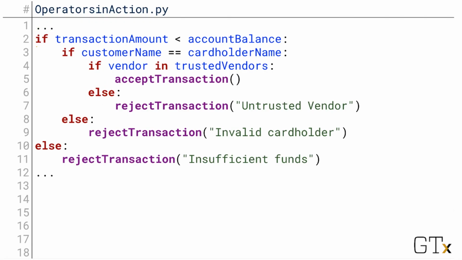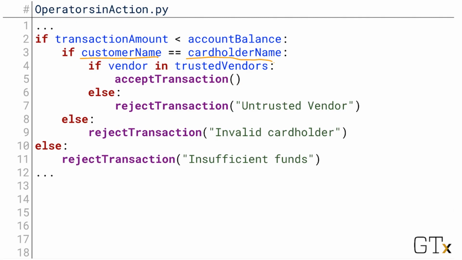We can interpret the phrase if transaction amount is less than account balance as in some way checking whether or not there's enough money in the account to actually make the transaction. If the amount of the transaction is less than the account balance, then yes, there is sufficient money. We can also interpret if customer name equals cardholder name as doing something similar.